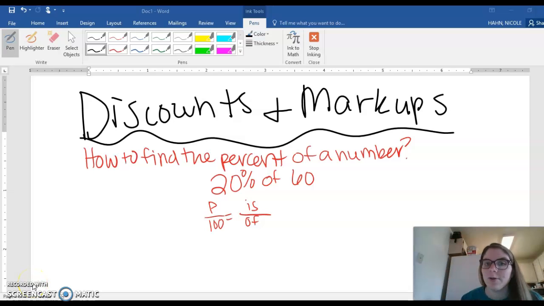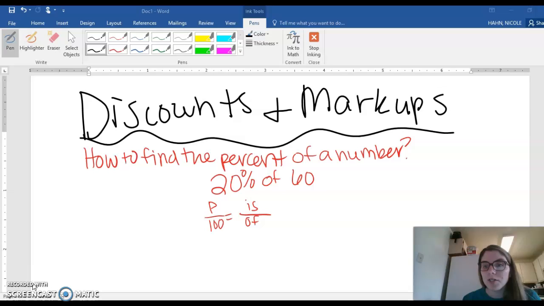Hello everybody. Today we're going to be talking about discounts and markups. So the first thing I want to touch on is what a discount and markup is. A lot of times when you go to the store you can see 50% off this, 25% off that. That would be a discount.